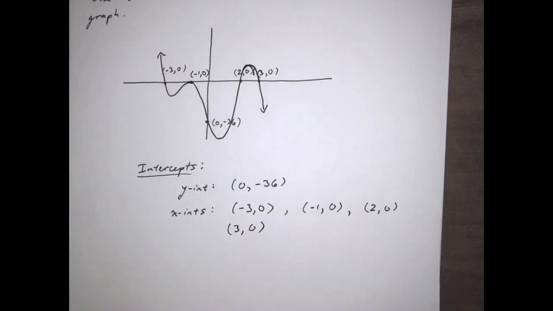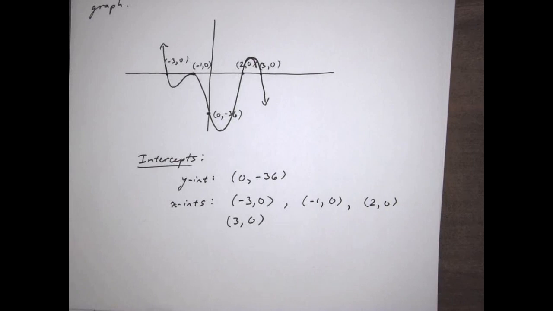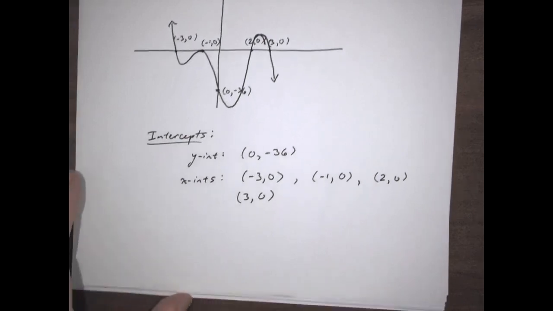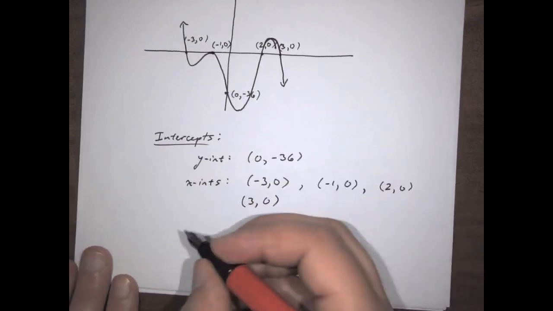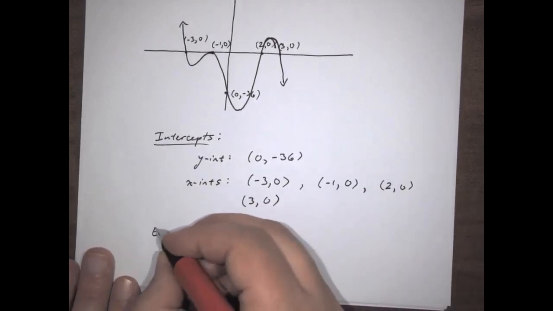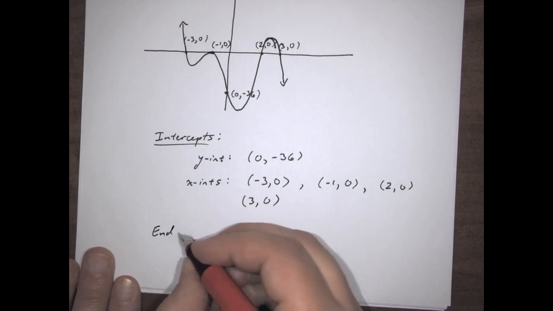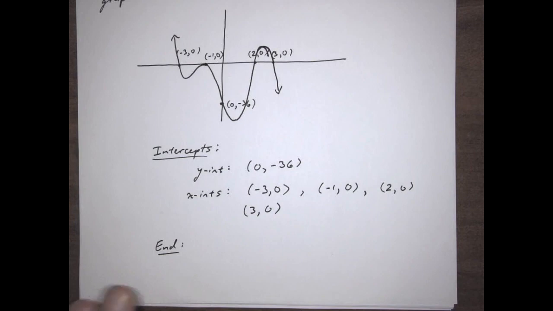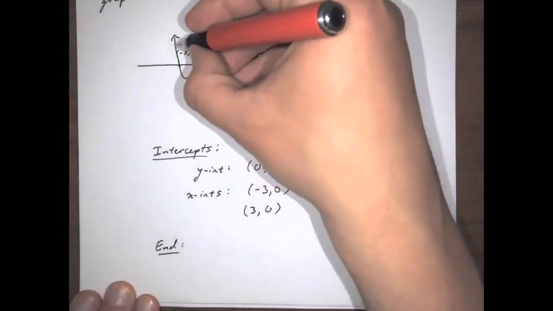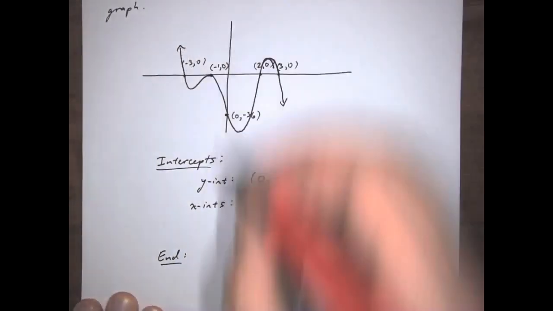We could have found all that out also algebraically, taking the factors one by one and setting them equal to 0, but we can also just use the graph. And then for the end behavior, so that's the behavior as we go to the left or go to the right. So as we go to the left, we can see that it is going up.